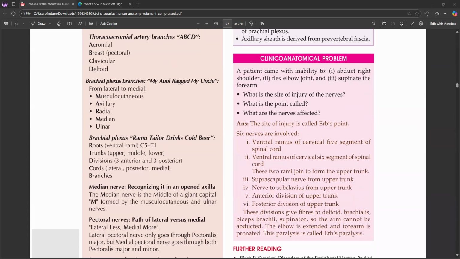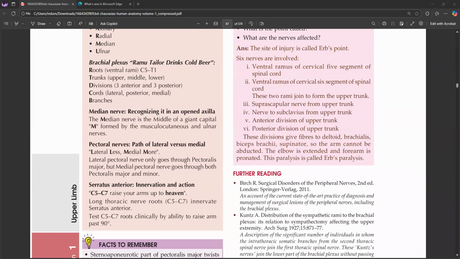Six nerves are involved. Ventral ramus of cervical 5 segment of spinal cord. Ventral ramus of cervical 6 segment of spinal cord. These two rami join to form the upper trunk. Suprascapular nerve from upper trunk. Nerve to subclavius from upper trunk. Anterior division of upper trunk. Posterior division of upper trunk. These divisions give fibers to deltoid, brachialis, biceps brachii, supinator, and so the arm cannot be abducted. The elbow is extended and forearm is pronated. This paralysis is called Erb's paralysis.